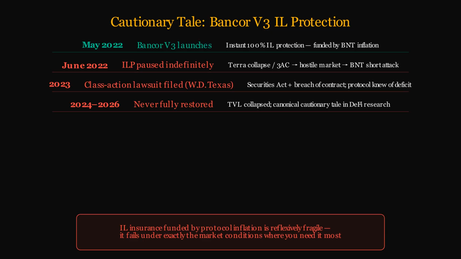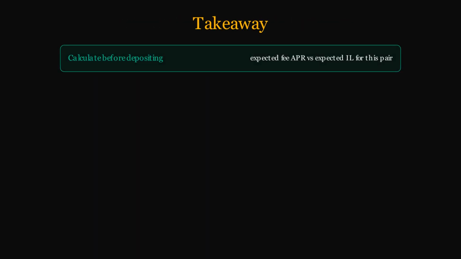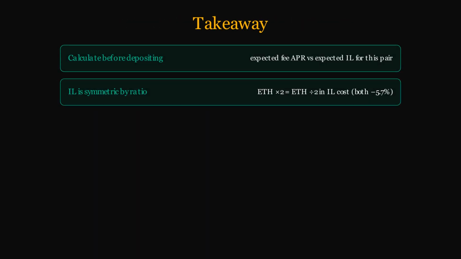Before providing liquidity anywhere, calculate expected annual fee income and expected IL given typical volatility for this pair. If fee APR does not comfortably exceed expected IL, you are subsidizing traders with your capital.